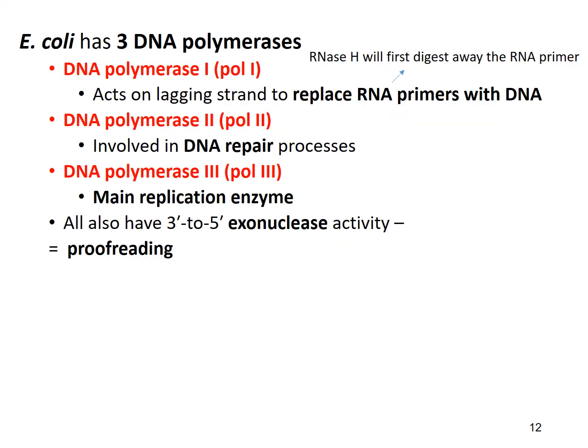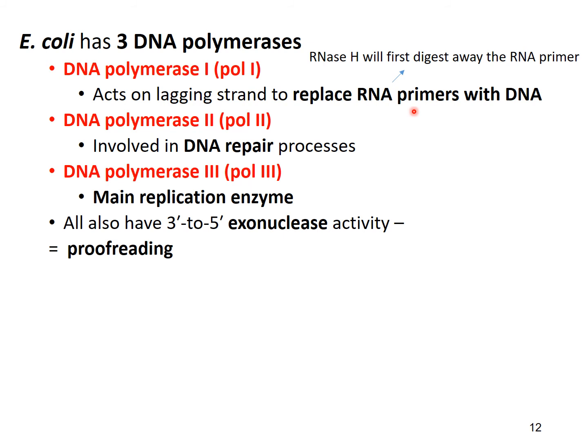And now let's look at E. coli as an example. It has 3 DNA polymerases, while for human beings, we have up to 14 DNA polymerases. So the function of DNA polymerase 1 is to act on the lagging strand to replace RNA primers with DNA. Now remember, without an RNA primer, there will be no DNA synthesis. And therefore, how do we replace the RNA primer?